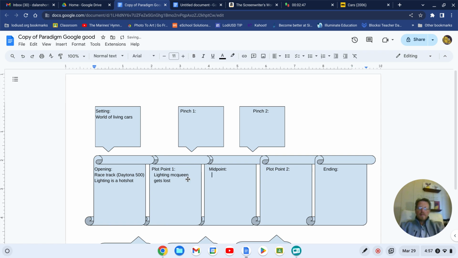Skip the midpoint. Then plot point number 2 is going to be, and must be, and can only be, Lightning McQueen, I spelled that wrong. And if plot point 1 is Lightning McQueen gets lost, plot point 2, you guessed it, Lightning McQueen gets found. That's the resolution. Then our ending would be he goes back to the Piston Cup and does a big race.